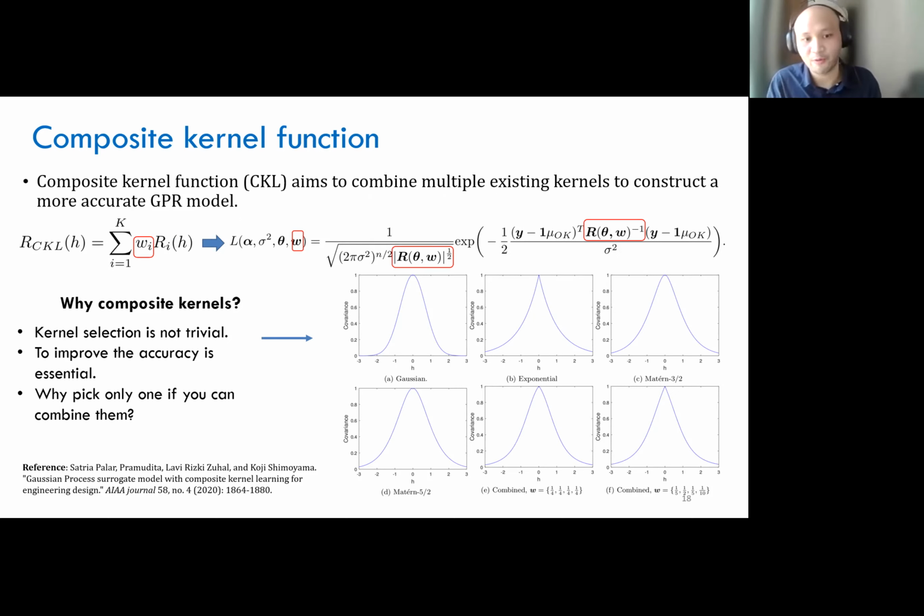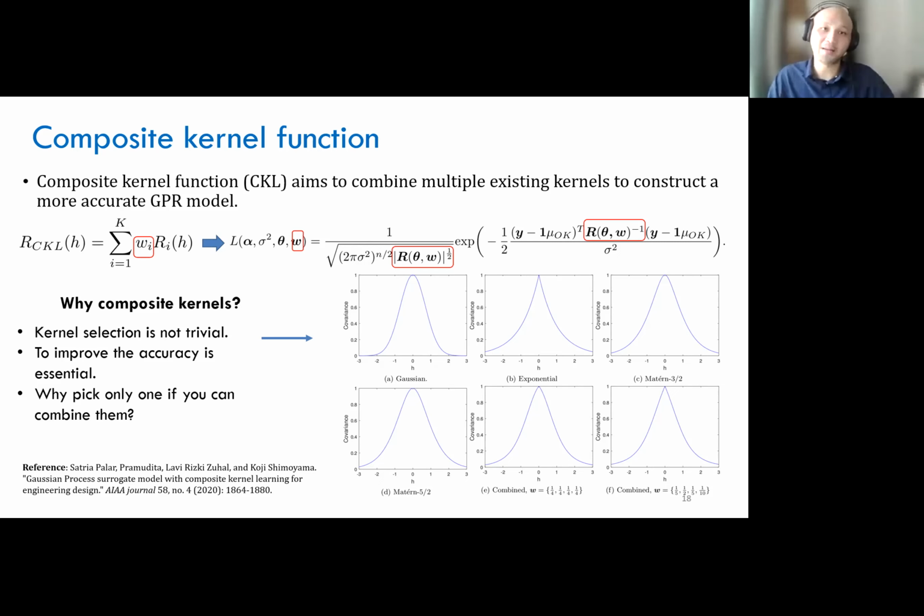So the technique proposed in the paper, which is published in the IEEE journal, aims to combine multiple individual kernels to construct a more accurate Gaussian process model. And the way we do this is by combining these kernels in the form of a weighted sum equation. Because in Gaussian process regression, we need to optimize the hyperparameters such as length scale or the regression factor and also the coefficients of the polynomials. Here we add a new set of hyperparameters, which is the weight of kernel function.